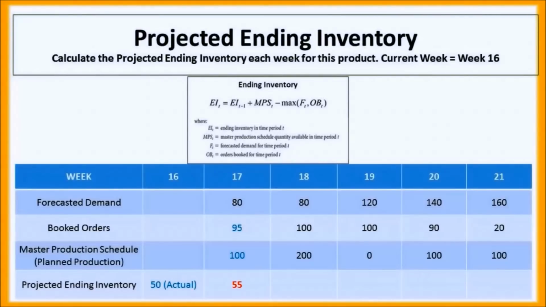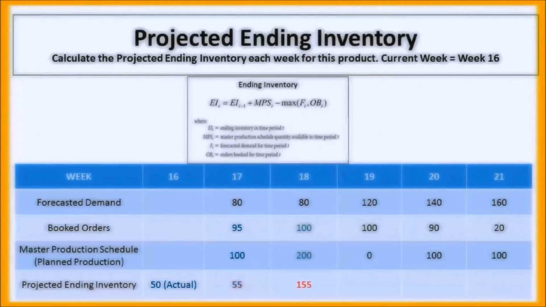So we'll have to calculate this sequentially. So first we look at week 17. So in week 17, the ending inventory for week 17, and I'm just reading from the formula here, is the ending inventory for the previous week, which is 50, plus the master production schedule quantity, which is 100, minus the maximum of either the booked orders or the forecasted demand. And in this case, the booked orders is the larger quantity, so that's the number we subtract. So the quantity we get for projected ending inventory is 50 plus 100 minus 95.